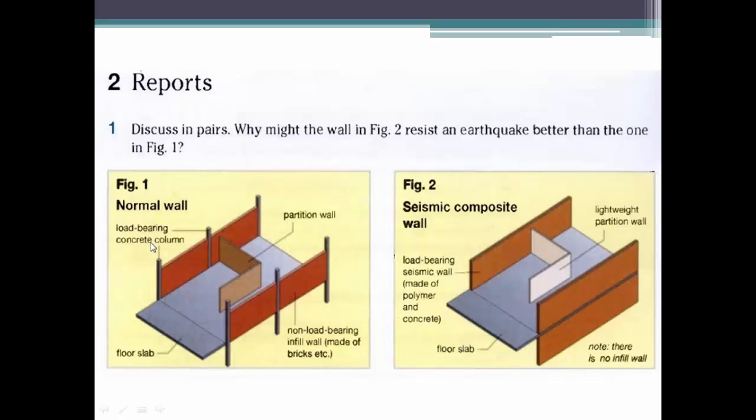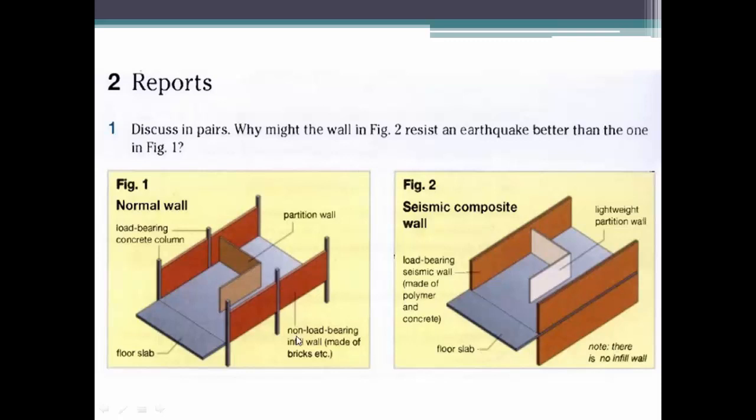First one, load-bearing concrete columns are given on this version, but load-bearing seismic walls were given on another version. So the walls are different here. Here columns are given with 6 parts, but here a complete form is installed. Second difference is the partition wall in the center of that wall, and here a lightweight partition wall is also in the center, but from the side.